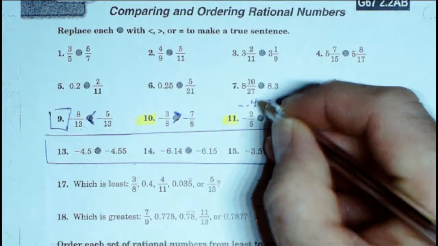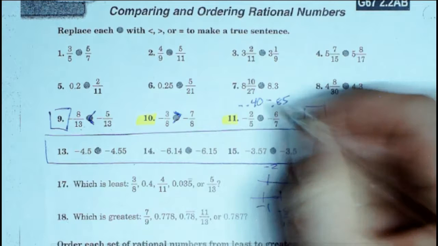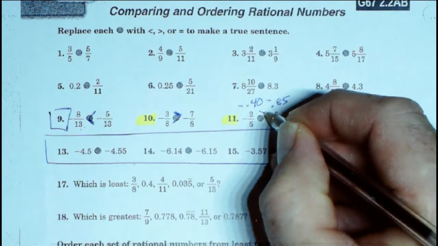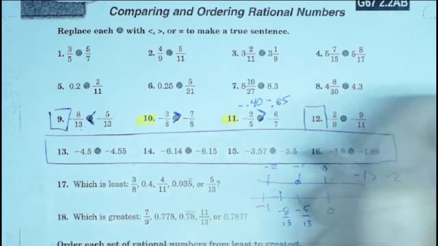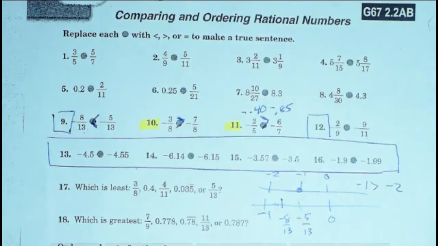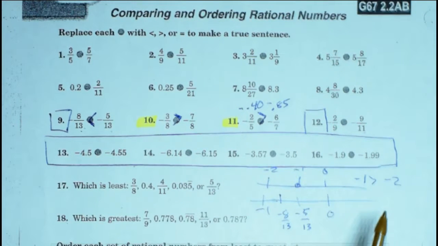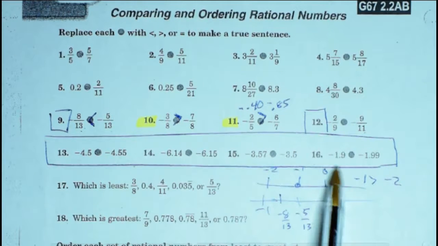Well, let's think about it with money. This is negative 40 cents. This is negative 85 cents. This is going to be closer to 0, so this one is greater than that. All right? I'm going to leave this one here for you to do, and also these problems down here. Copy these into your notebooks.